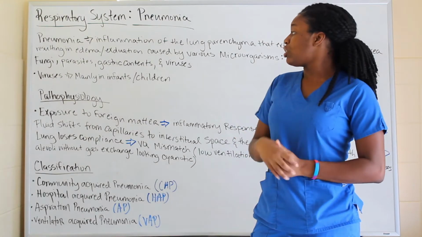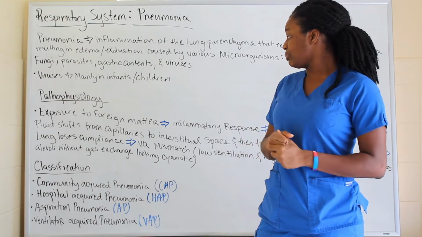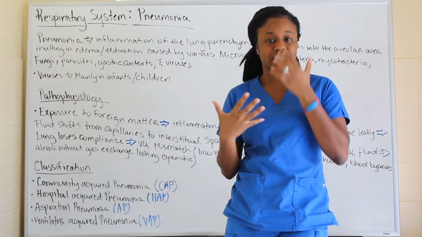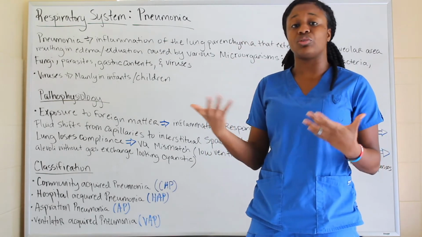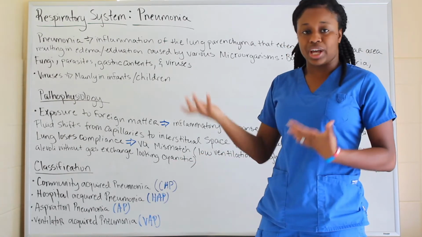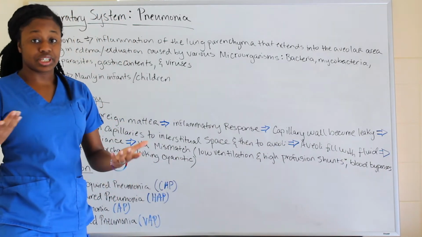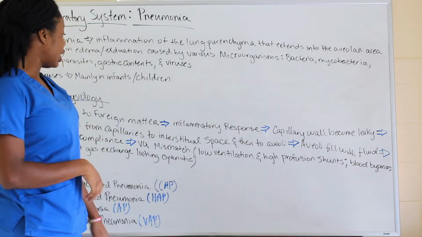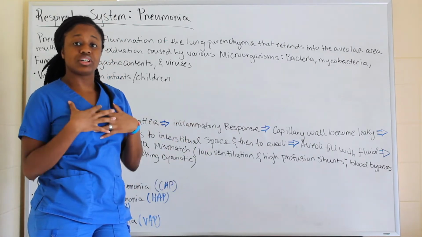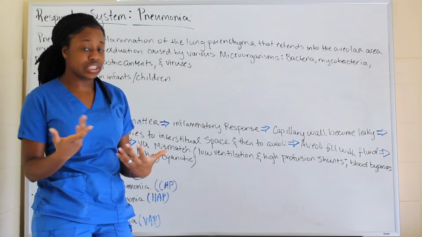All right. Also, you have your pathophysiology. With your pathophysiology, okay, I'll try to summarize it in a nutshell so that way you guys can get a clear understanding of exactly what's going on with a patient who has pneumonia. So they're exposed to the foreign matter, right? Whether it's the fungi, the bacteria, whatever it is, right? Gastric content. Then the body goes into an inflammatory response, right? So the lung starts to get inflamed.